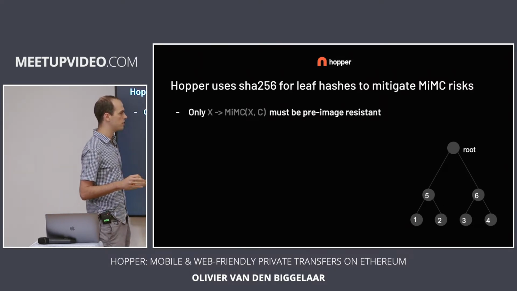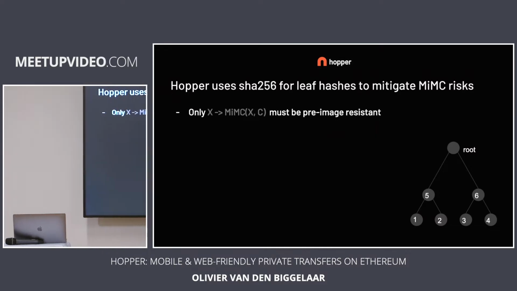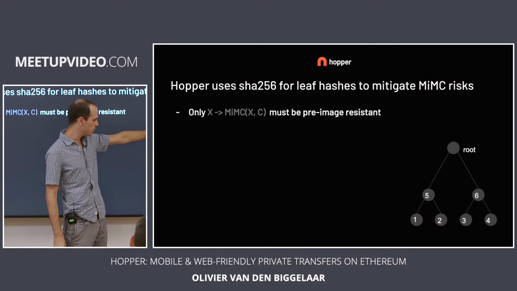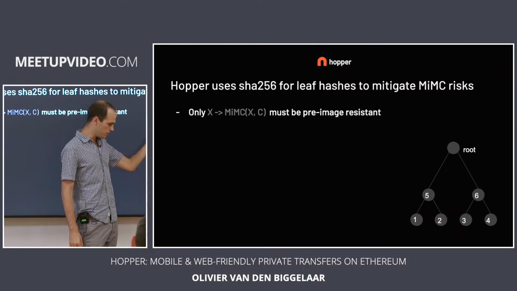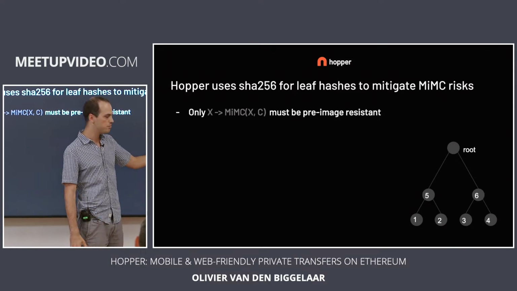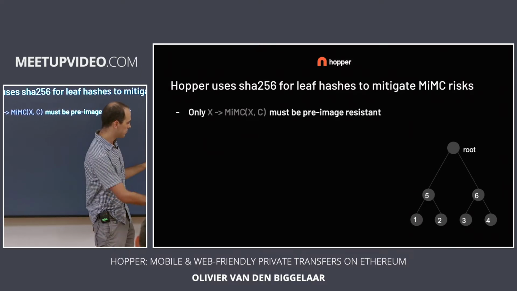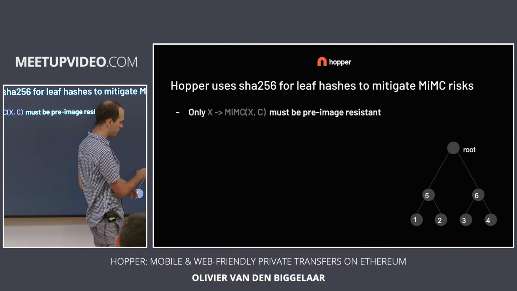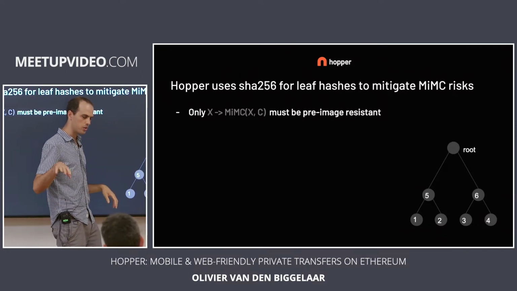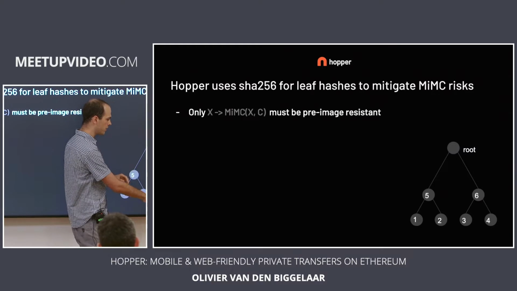And one way to see that is you can take this tree as an example. So the root is known; it's public input. We assume that, let's say, the pre-image resistance of MIMC can be reversed. So we can find a hash 5 and hash 6. And then let's say also that you've constructed a leaf of which you know the secret.